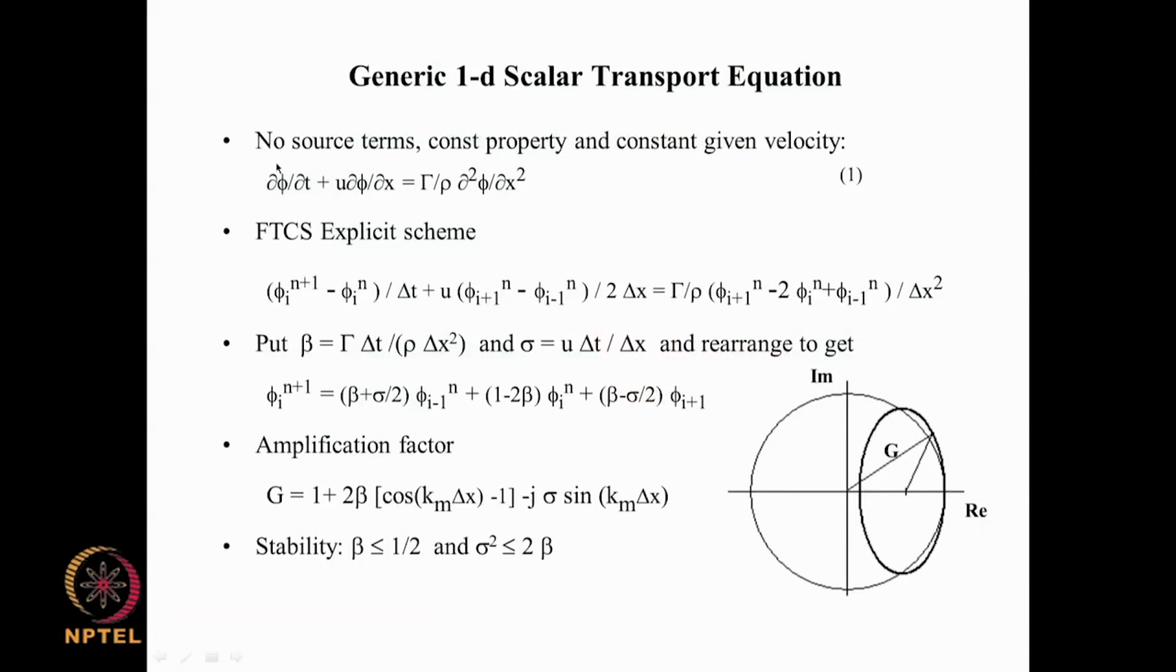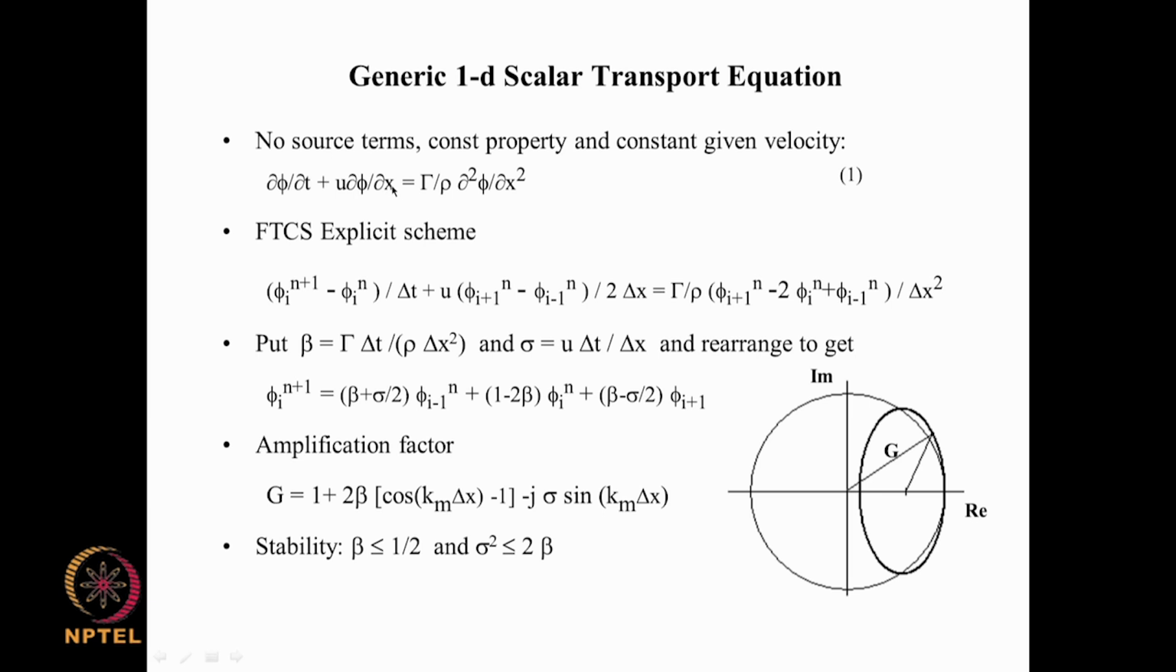So, here in equation 1 we have the constant property, constant given velocity form of the one dimensional scalar transport equation, which is given as dou phi by dou t plus u times dou phi by dou x equal to gamma by rho, which is essentially the kinematic diffusivity, times dou square phi by dou x square. So, here is a scalar transport equation in one dimensional form in space.